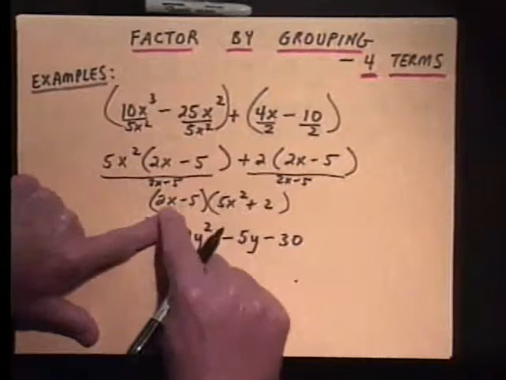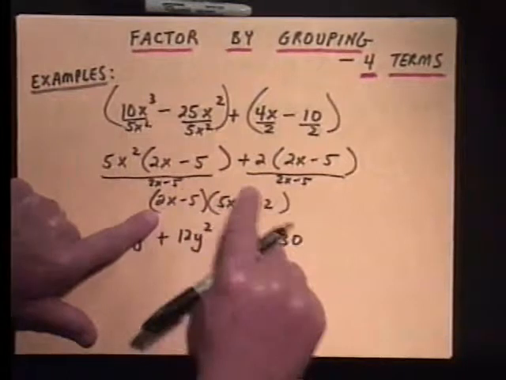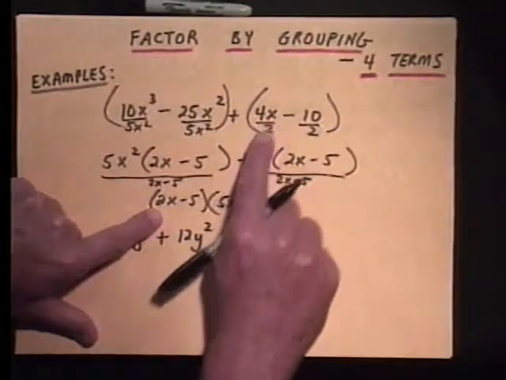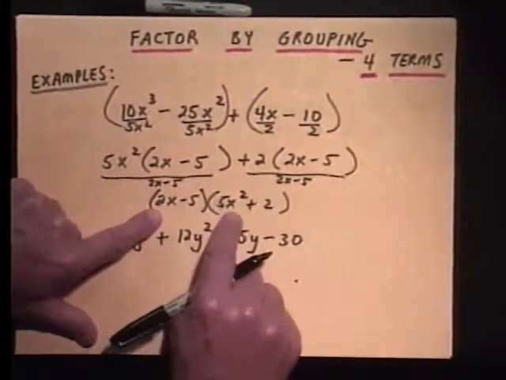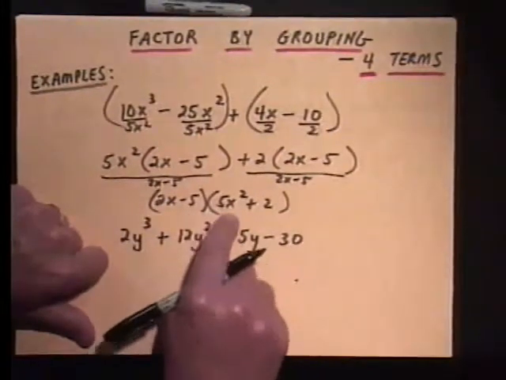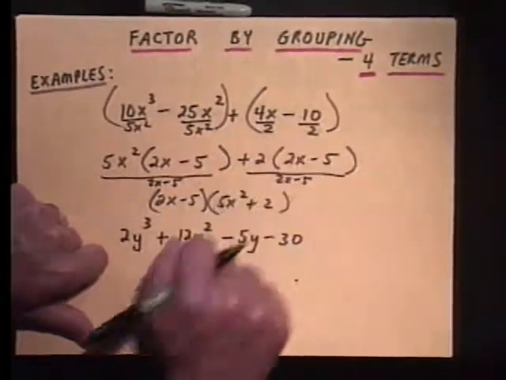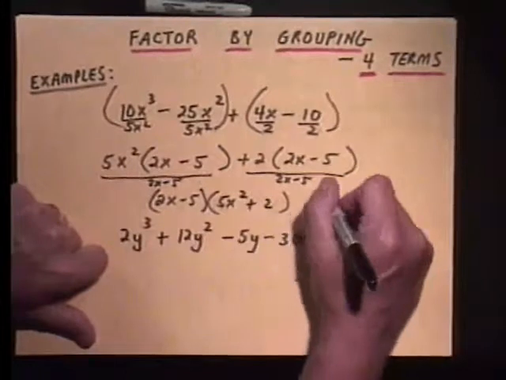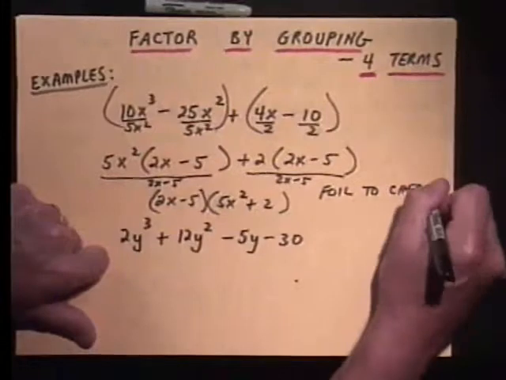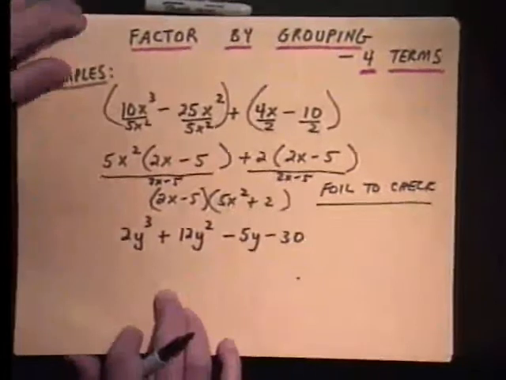The first two terms, 2x times 5x squared, gives me what I started with up here, 10x cubed. The outside two terms, 2x times 2, 4x. The inside two terms, minus 5 times 5x squared, gives minus 25x squared. Remember the smiley face of FOIL? And the last two terms, minus 10. So this will indeed FOIL to check. So these factor by grouping problems you can check by FOILing. I like it. All right, let's try one more here.